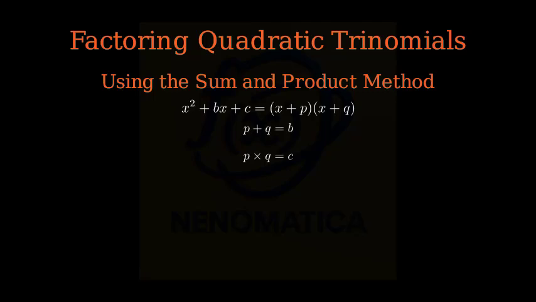When we have a quadratic trinomial in the form x squared plus bx plus c, we're looking to factor it into the form (x plus p) times (x plus q), where p and q are numbers whose sum equals b and whose product equals c.